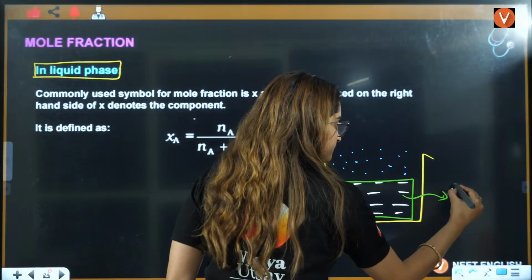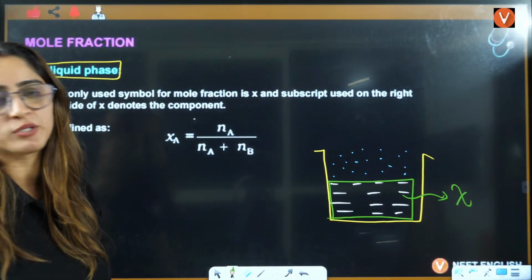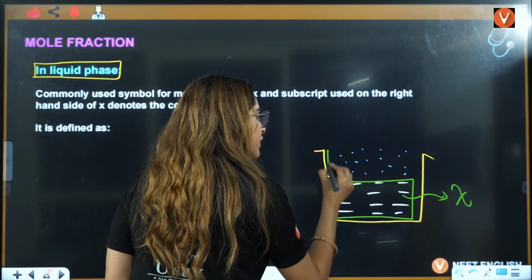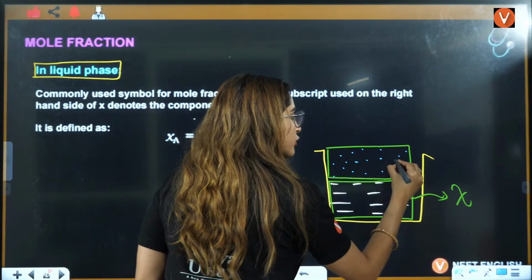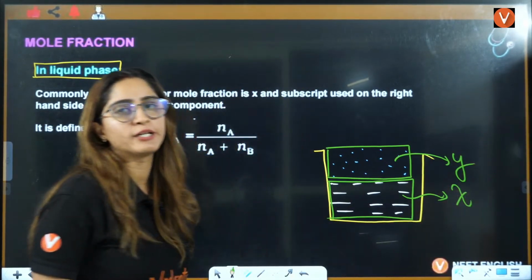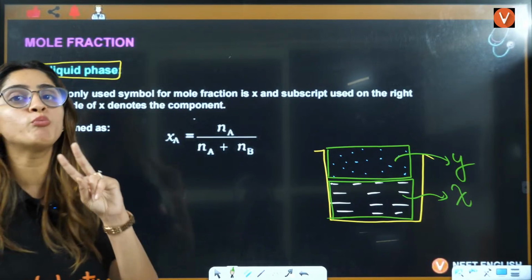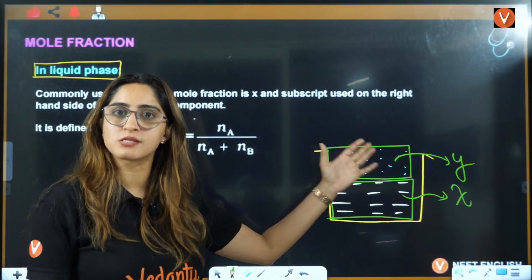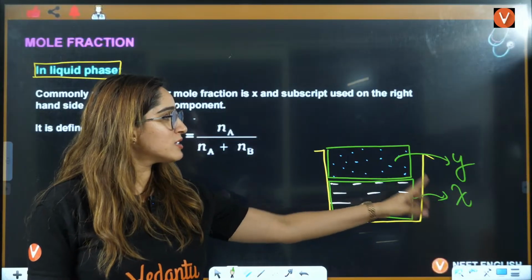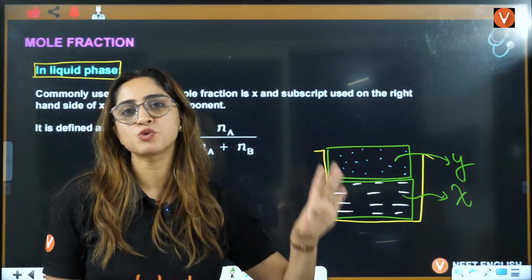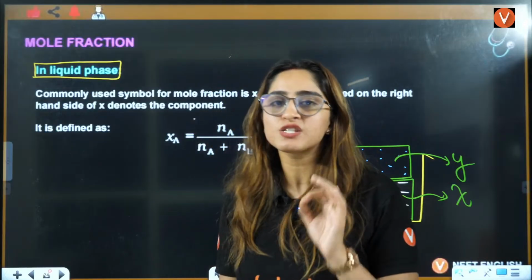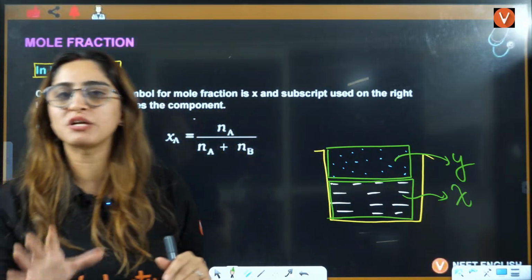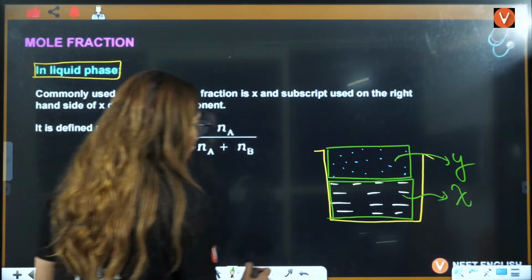Liquid phase means this mole fraction we are talking about, that is represented by this X kind of symbol, right? And when we are talking about mole fraction in vapor phase, that is represented by Y. Understood? Two mole fractions are there. One is mole fraction in liquid phase, represented by X, one is mole fraction in vapor phase, represented by Y. Now, in Henry's law, we talk about mole fraction in liquid phase. We don't talk about mole fraction in the vapor phase.